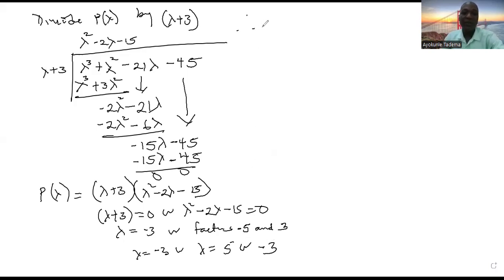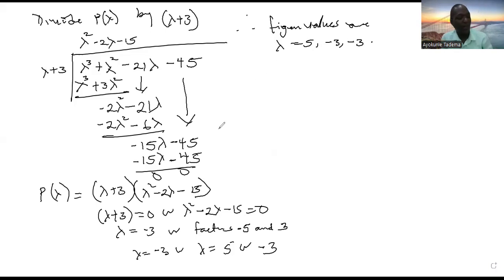Therefore, our eigenvalues are lambda equals 5, minus 3, and minus 3. That is our eigenvalue. Now the next thing to do is find the eigenvector.